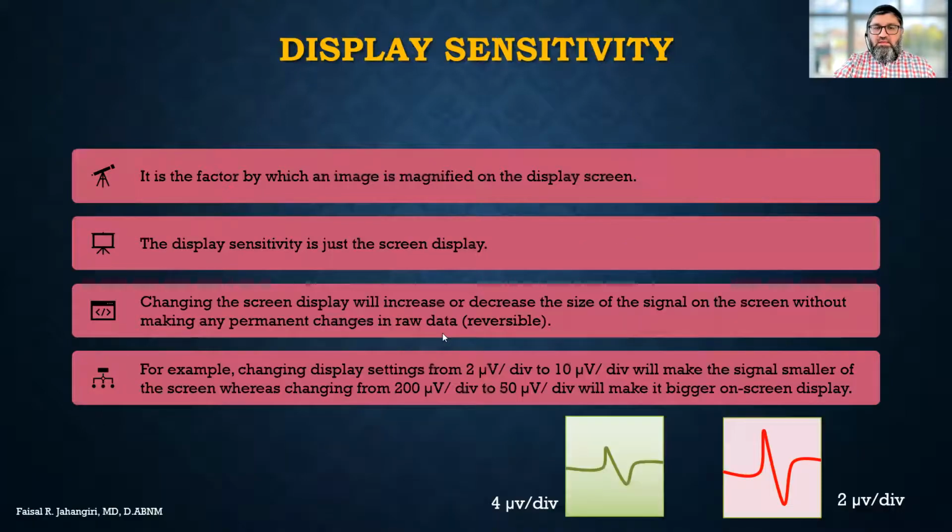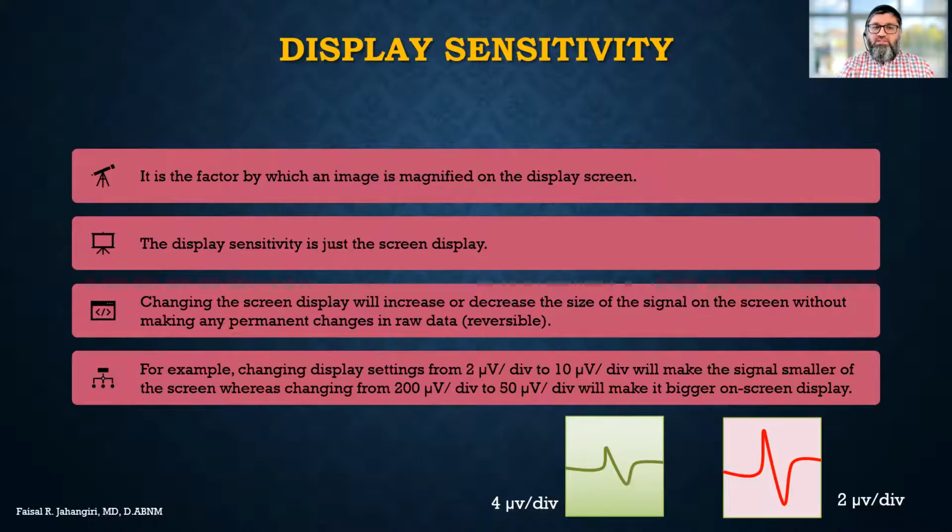Display sensitivity. The gain of the amplifier is something which is permanently changed in the signal. You cannot reverse that. It's an irreversible change. The display sensitivity is how the signal appears on the screen, and it is reversible. It is a zoom in, zoom out function, and it does not create a permanent change.